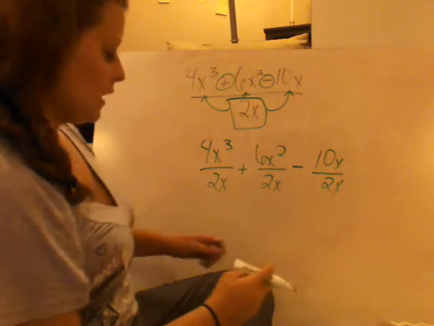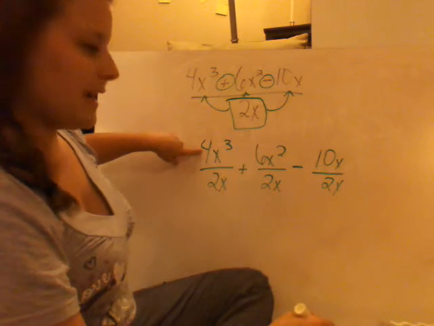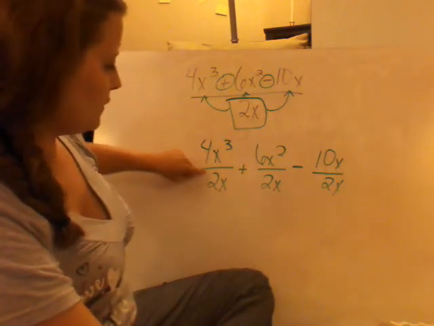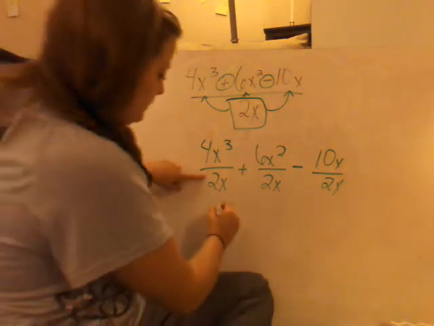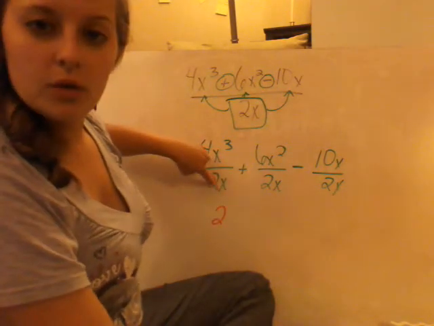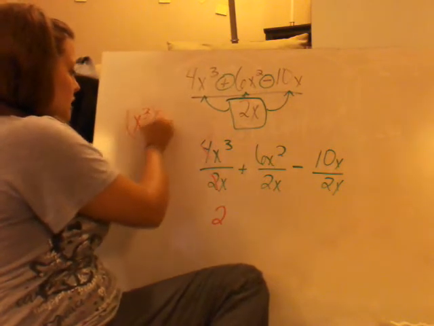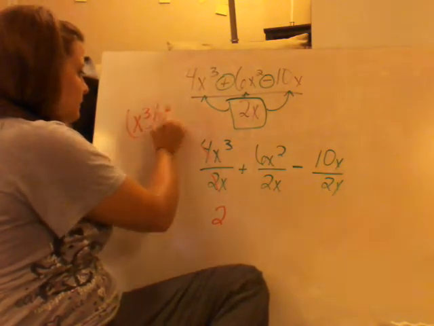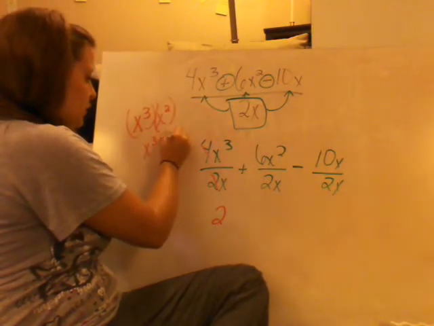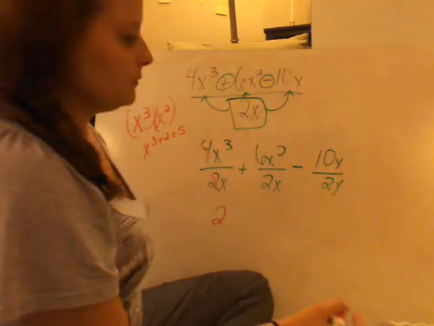Okay? Now if I look at this, it's kind of like going back to combining like terms. 4 divided by 2 is 2, right? So I've got a 2. Now when you're multiplying, remember that you add the exponents. If I had x cubed times x to the second, I would have x to the third plus 2 equals 5. When I divide them, it's subtracting.